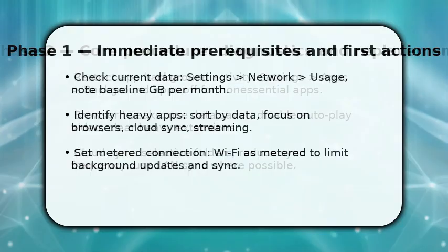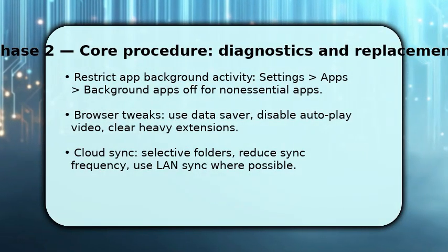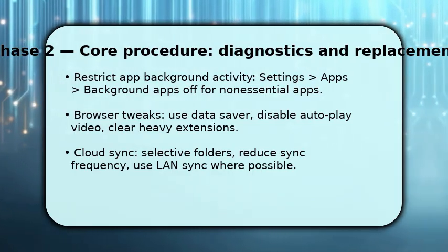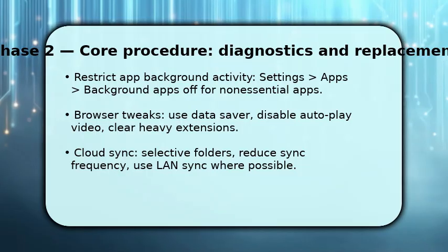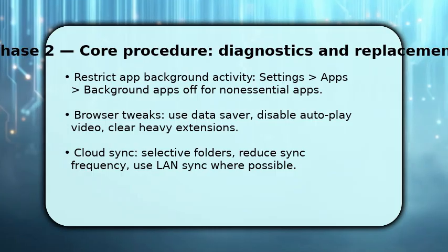You now tune the middle-level controls that actually cut consumption. First, turn off background activity for non-essential apps so they stop sending or receiving data constantly. Then optimize browsers: enable data saver modes, block autoplay video, and remove extensions that sync often.